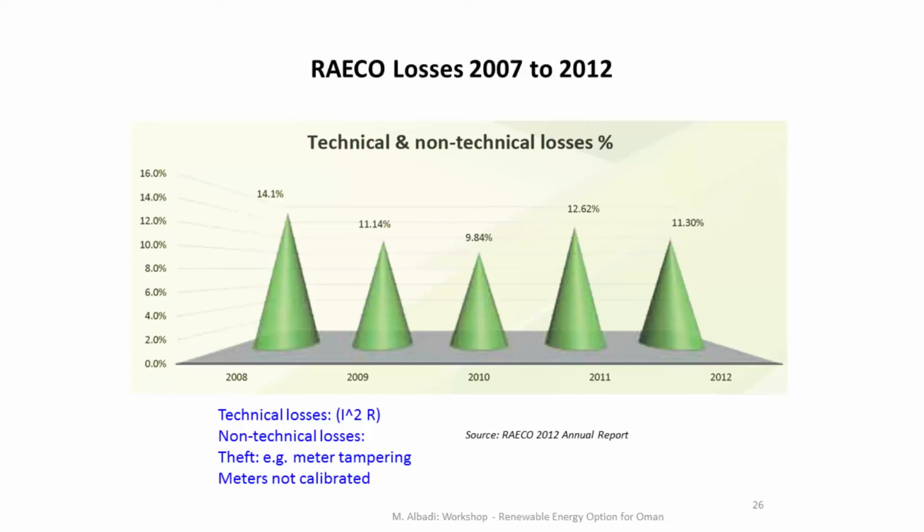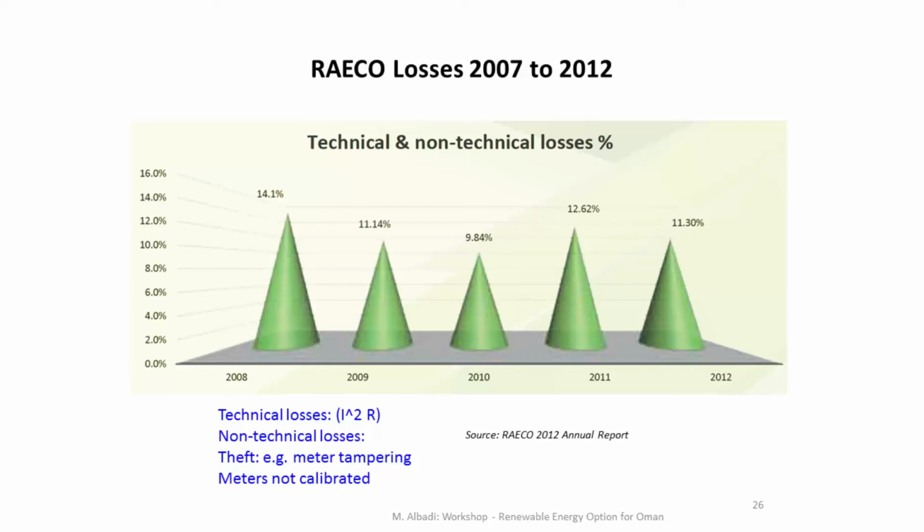Non-technical losses are theft. People can use a jumper on the meter, sometimes they use a magnet, and there are different techniques to steal electricity, right? So this was a problem. Theft, meter tampering, and meters that are not calibrated.